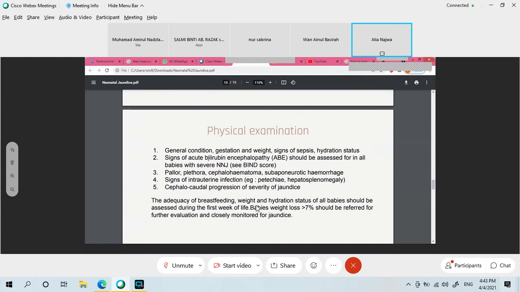For physical examination, we have to look at the general condition, the gestation and weight, the signs of sepsis and hydration status of the baby. And then we also have to assess the signs of acute bilirubin encephalopathy, which is ABE, for all babies with severe neonatal jaundice. Later, I will explain about the BIND score. And then we have to check whether the baby has pallor, plethora, cephalohematoma, subaponeurotic hemorrhage, and then signs of intrauterine infection like petechiae, hepatosplenomegaly.